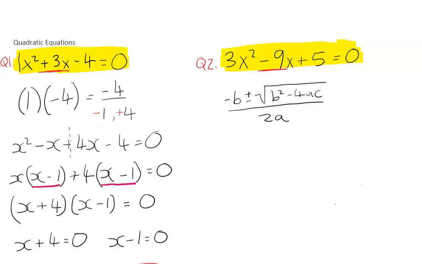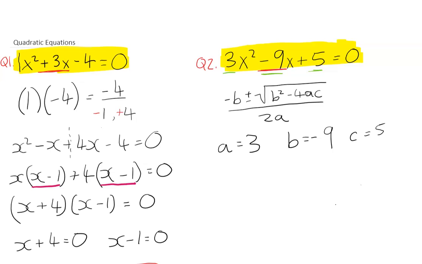Now it does look like a lot of gibberish, but we know a few things. We know that our a is equal to whatever is the coefficient of the x squared. So the x squared has a 3, so we know a is 3. Similarly, b is the coefficient of the x. The coefficient of the x here is minus 9. Do not forget your sign. Minus 9. And we know our c is our constant term, which is just 5.